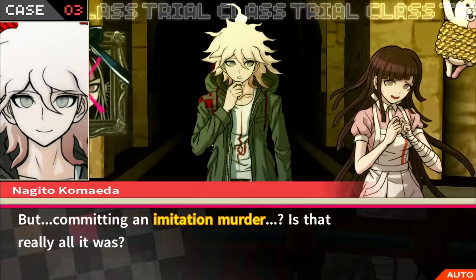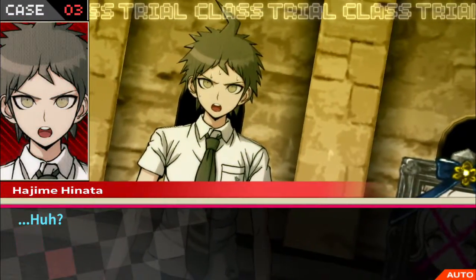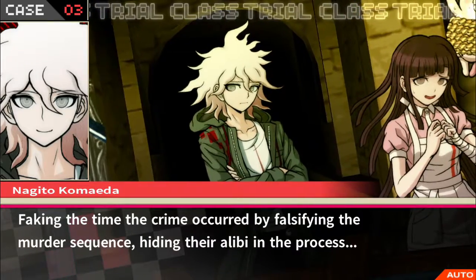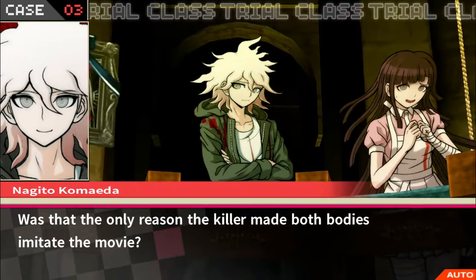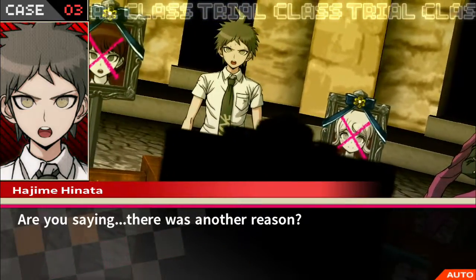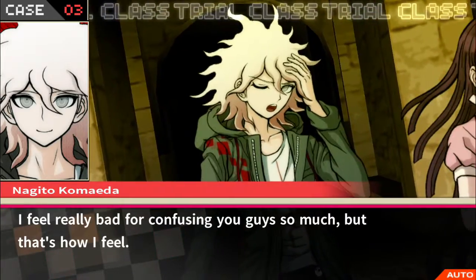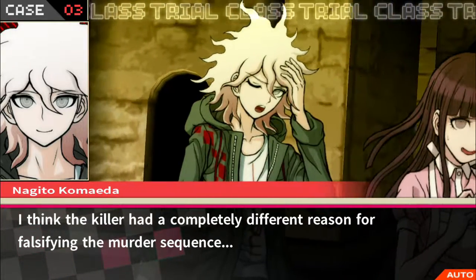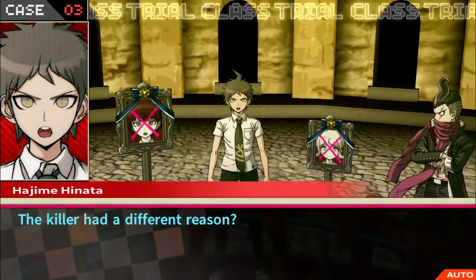But committing an imitation murder, is that really all it was? Huh? Faking the time the crime occurred by falsifying the murder sequence, hiding their alibi in the process? Was that the only reason the killer made both bodies imitate the movie? Are you saying there was another reason? I feel really bad for confusing you guys so much, but that's how I feel. I think the killer had a completely different reason for falsifying the murder sequence. So that they had an easy time staging something.